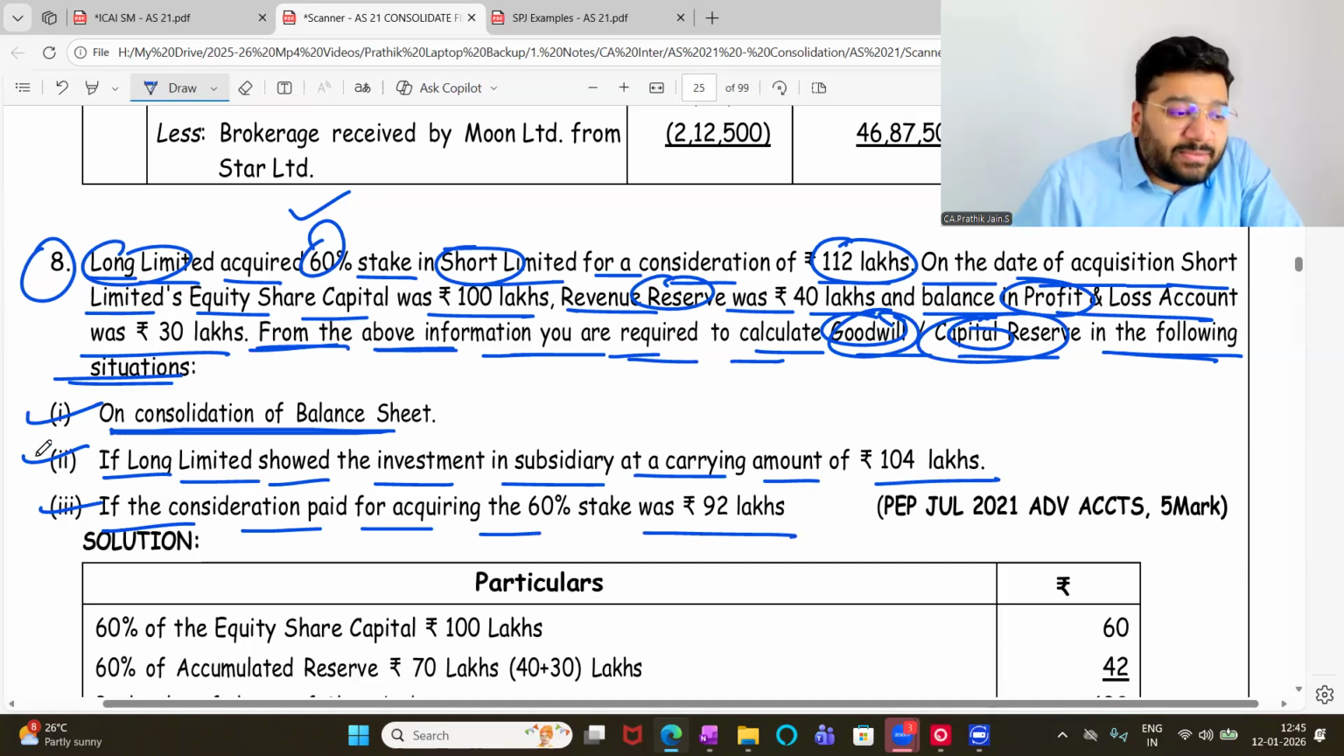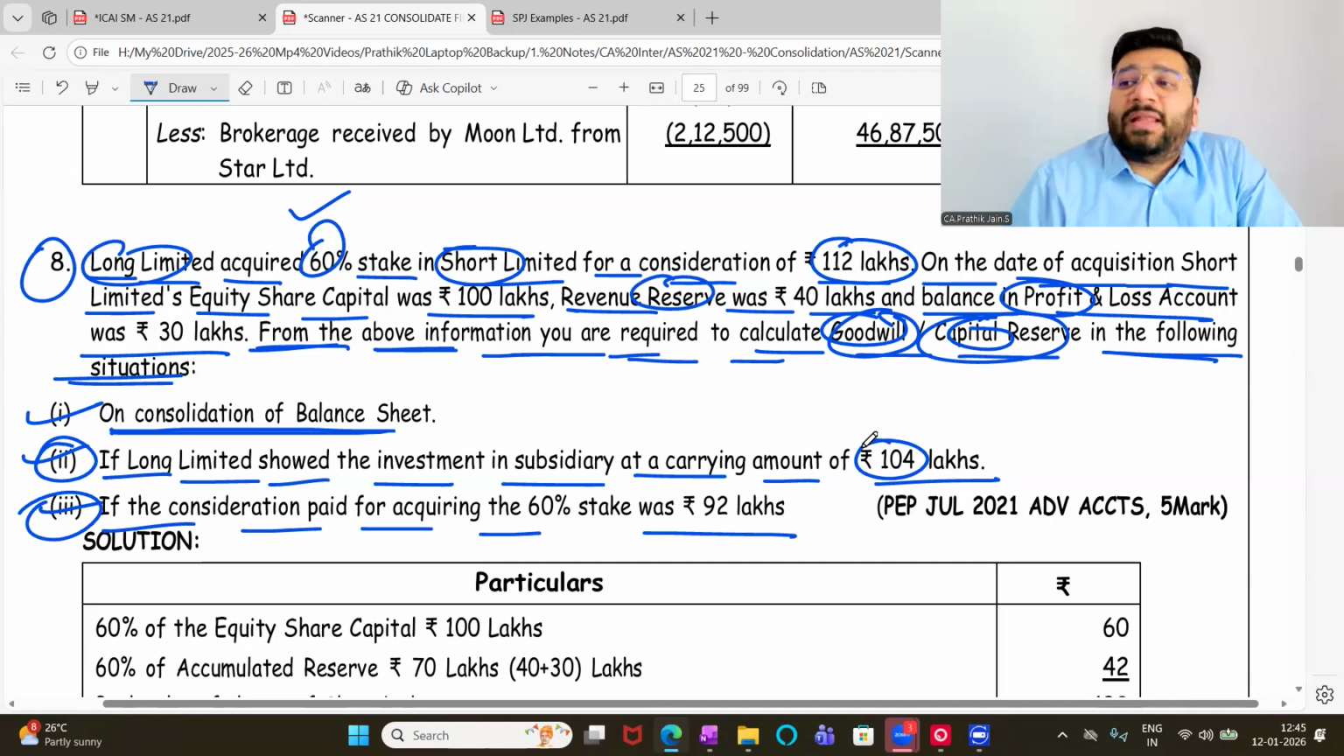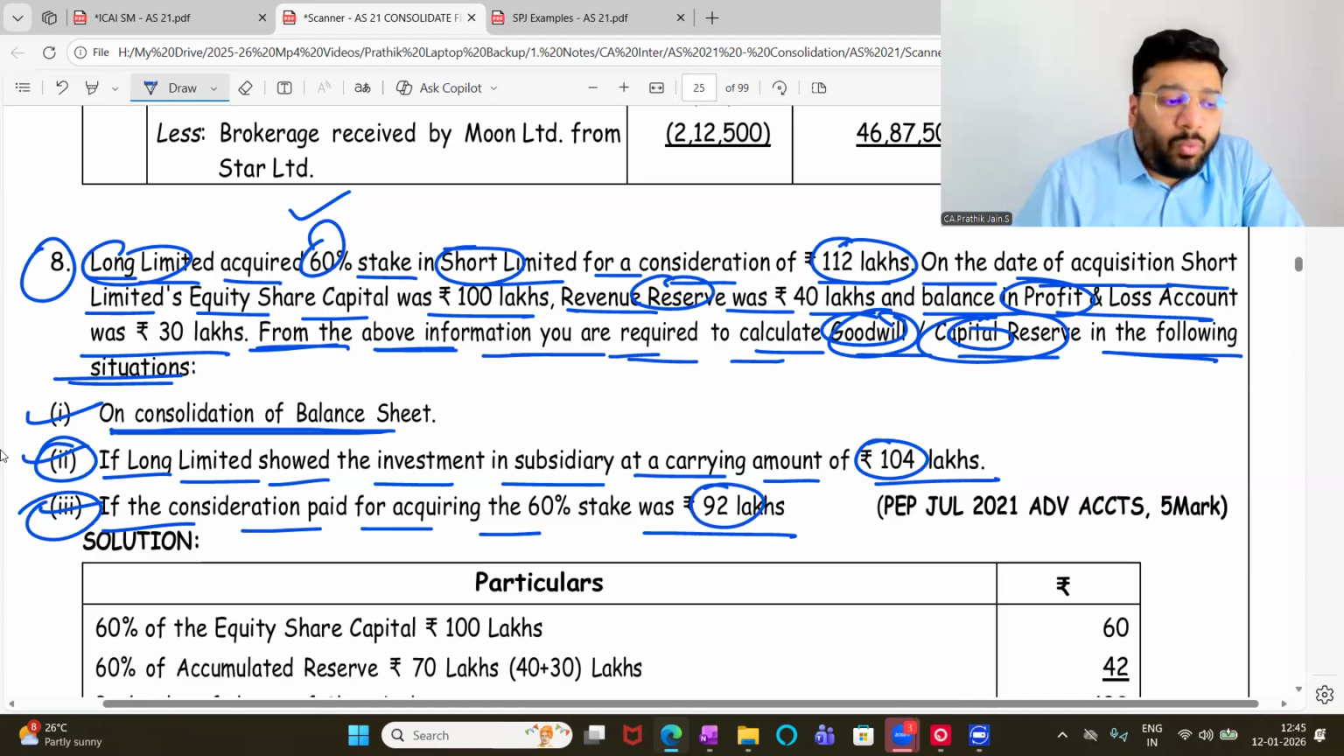Now, case 2 and case 3 are understandable. If my investment is 104 lakh, what is the goodwill and capital reserve? If my investment is 92 lakh, what is my goodwill and capital reserve?